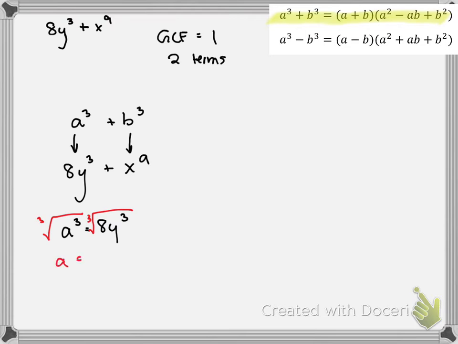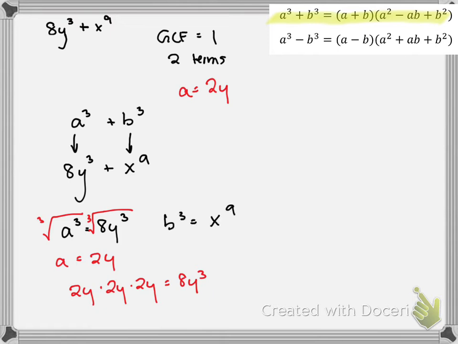So a ends up being 2y. If you don't believe me, you can show this is true by saying 2y times 2y times 2y, or in other words, 2y times itself 3 times, is 8y cubed. So again, a is 2y, and then we have b cubed, which is equal to x to the 9th. I have to take the cube root of both of these, and we find out that b is going to be equal to x to the 3rd. And if that confuses you, you can remind yourself that x cubed times x cubed times x cubed is in fact x to the 9th.